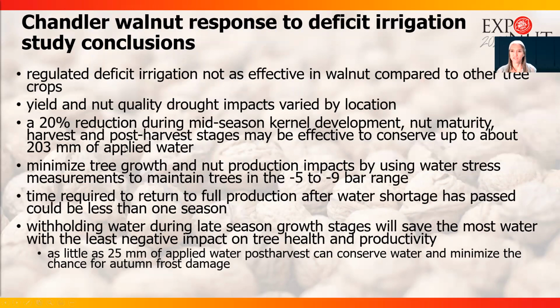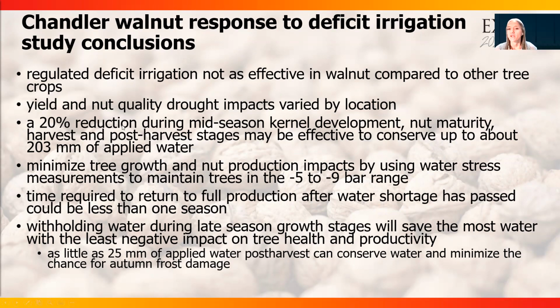So just some concluding statements on the response to deficit irrigation. This method is not as effective in walnuts compared to other tree crops. So walnuts seem to be very sensitive to deficit. Yield and nut quality, drought impacts varied by location, depending on the different management practice. So I highlighted here the difference between hedging and non-pruning, and there could also be potential differences in soil moisture holding capacity in response to that deficit.